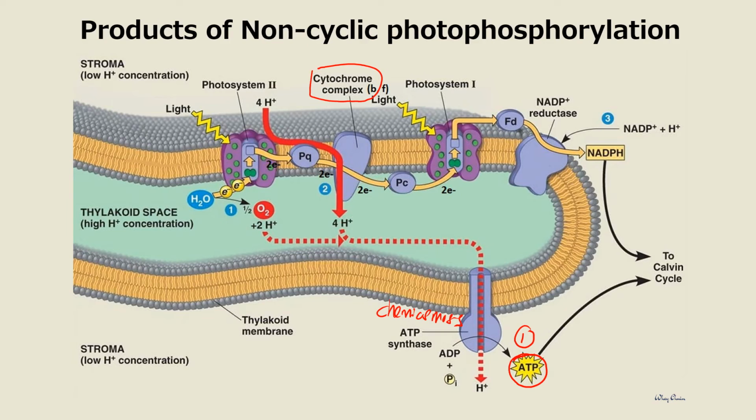The second product is the high energy molecule NADPH, which is also formed in the stroma, where NADP+ accepts the electron from ferredoxin and combines with the proton. These two products, ATP and NADPH, are going to be used in the next reaction, which is the light-independent reaction called the Calvin cycle.